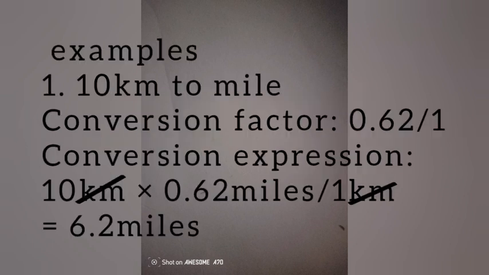That's the answer. Let's consider three examples. First is kilometer to miles. Converting 10 kilometers to mile, conversion factor between kilometer and mile is 0.62 over 1. Conversion expression will now be 10 kilometers times 0.62 miles over 1 kilometer is equal to 6.2 miles.